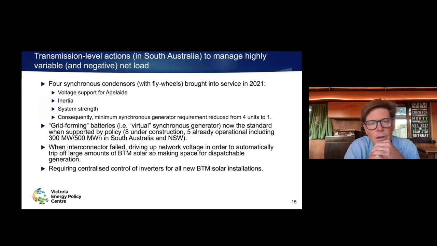Now the focus has switched very decidedly to grid forming batteries, and it's now the standard. There are 8 under construction, 5 already are operational, including 300 megawatts, 500 megawatt hours in South Australia and New South Wales. When the interconnector between South Australia and Victoria failed, SA Power Networks on EMO's instruction drove up the network voltage in order to automatically trip off large amounts of solar. And so in that way, took out a whole lot of variable plant and made way for a dispatchable resource. A very rough tool to have used, but they managed to keep the system stable, and the vast majority of households, at least for those periods, didn't even notice it, but clearly unacceptable as a mechanism going forward. What the network operator now requires is centralized control of all inverters for all new behind-the-meter solar installations.